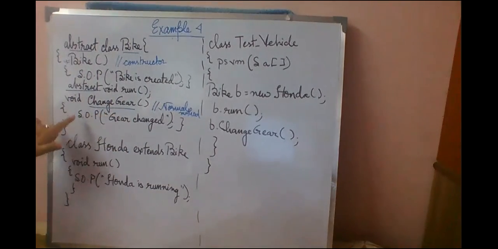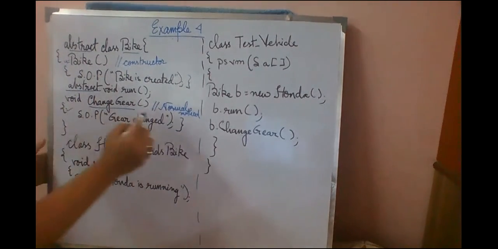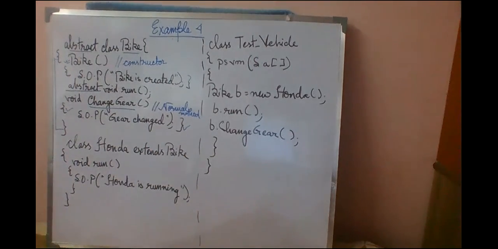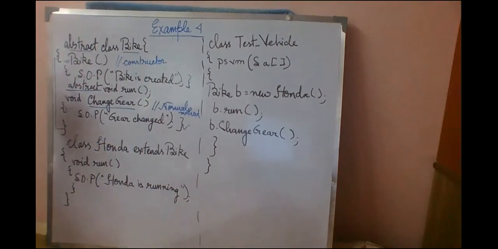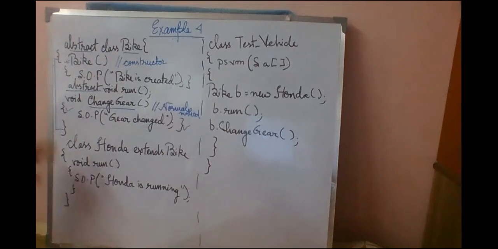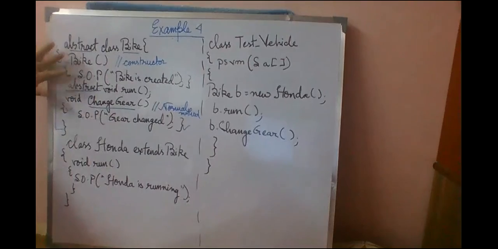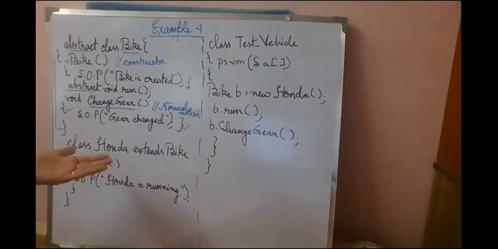Inside that we are simply printing, run is changed. This changeGear method ends here, and this is the scope of that abstract class, which ends here. Next, we are continuing with the program. This is class Honda, which is a subclass, and it extends the abstract class Bike. Inside that, do we need to implement anything other than the abstract method? No, obviously, because the non-abstract method has already got its definition, and the constructor is defined here. If we want to add a constructor of Honda class, that's up to us.